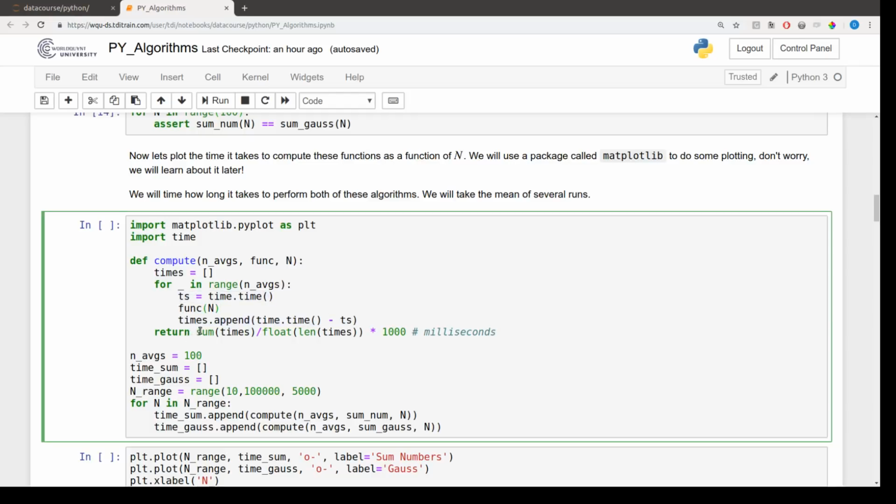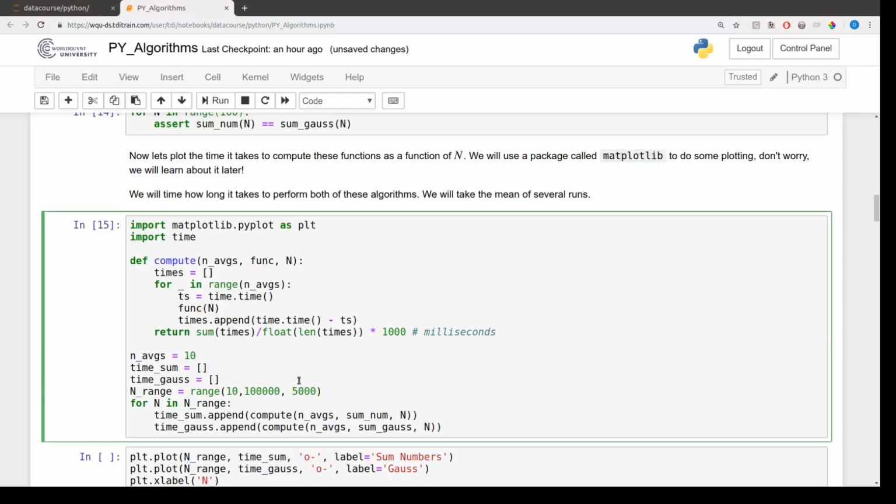And then I will compute the average just by taking the sum of the times and dividing by the number of times. So I'll do 100 averages for each time point. I'm actually going to reduce this to 10. I think 100 is probably more precise than we need to be, and I want this to run a little bit faster. So I'll do 10 averages for each value of n, and I'm going to look at values of n from 10 to 100,000, taking steps of 5,000.